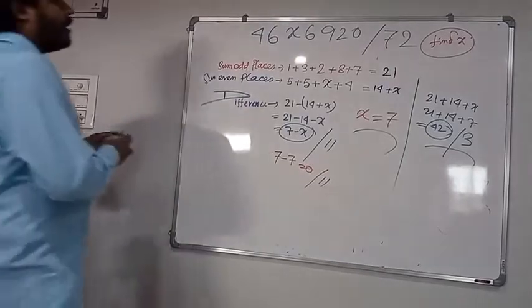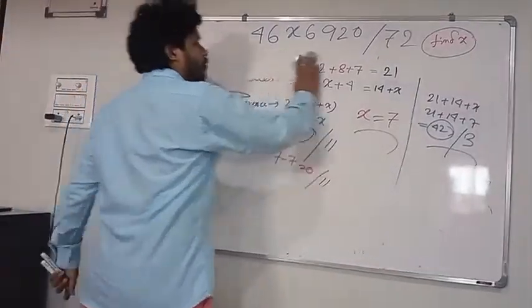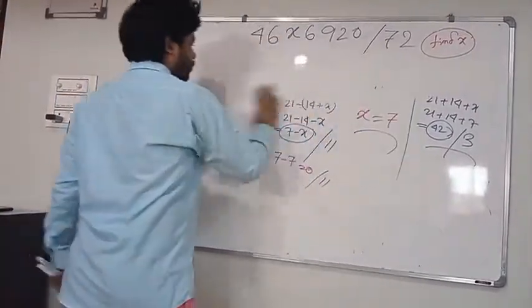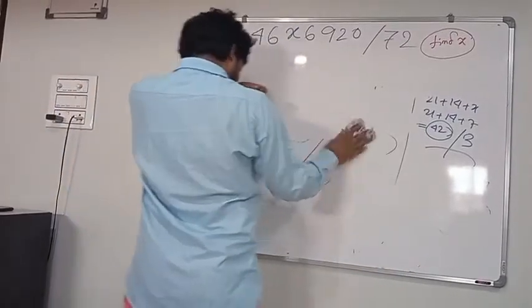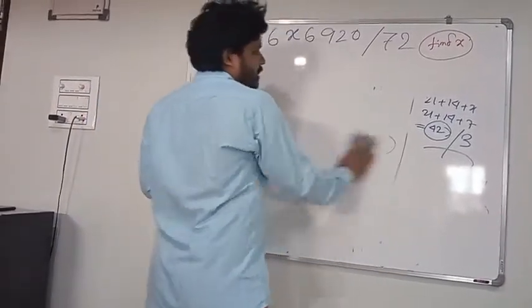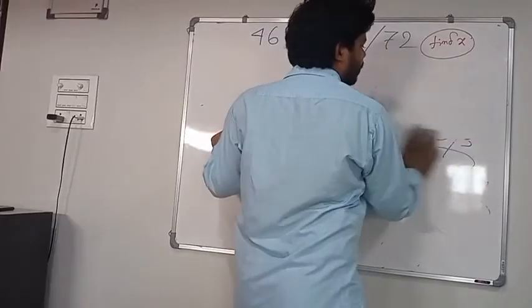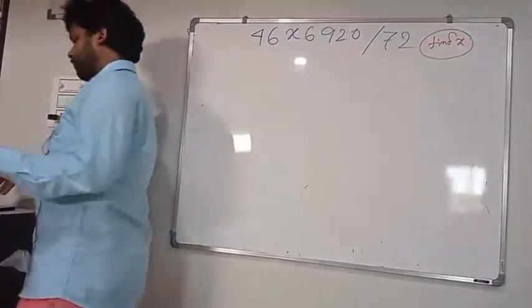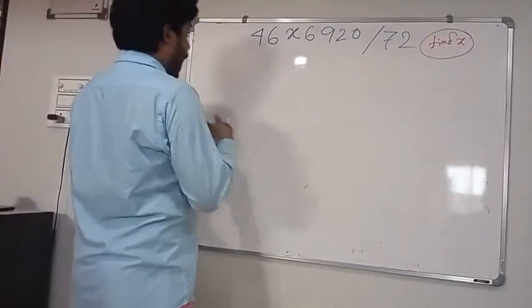At first, please everyone tell me the divisibility rules of 72. Sir, 9 and 8. Okay, what is the divisibility rule of 9? Sir, the sum is divisible by 9. Yes, sum.